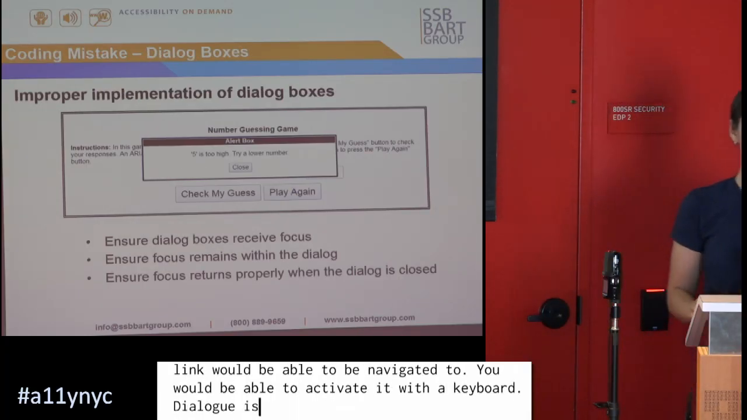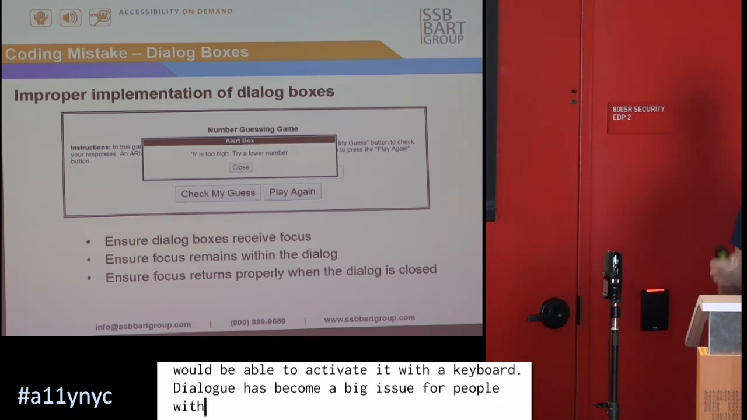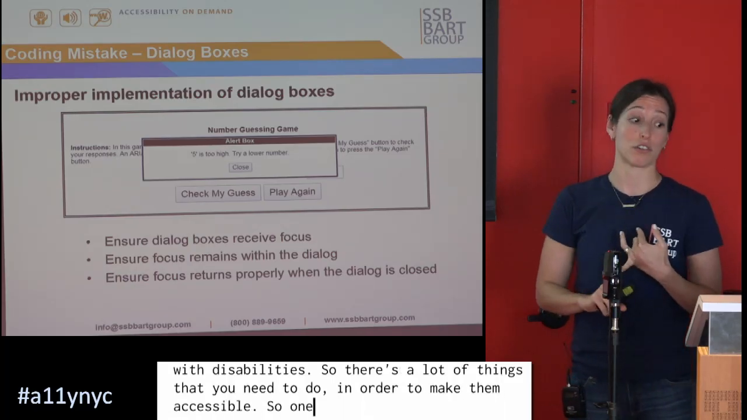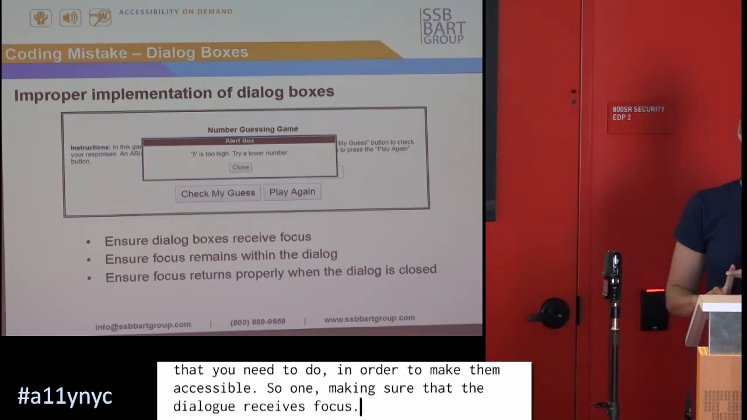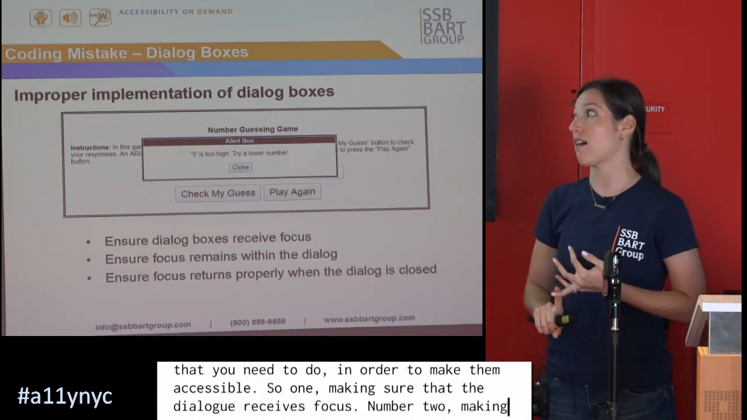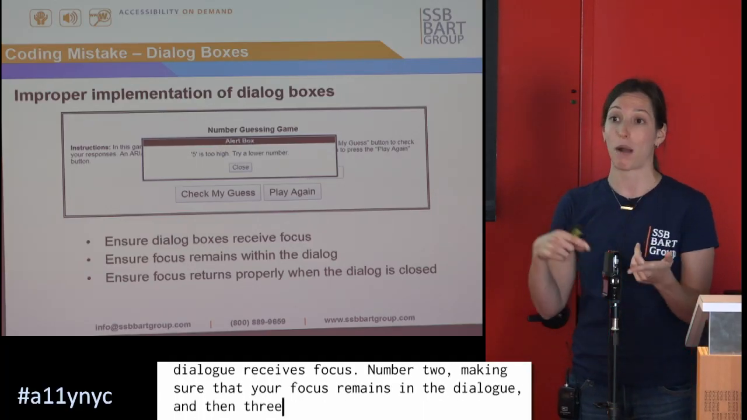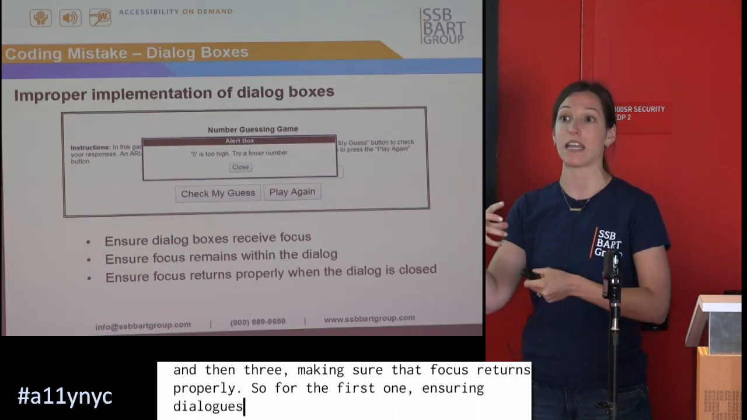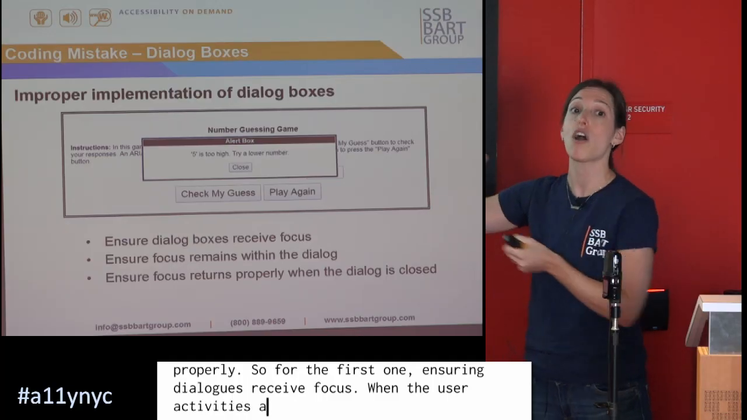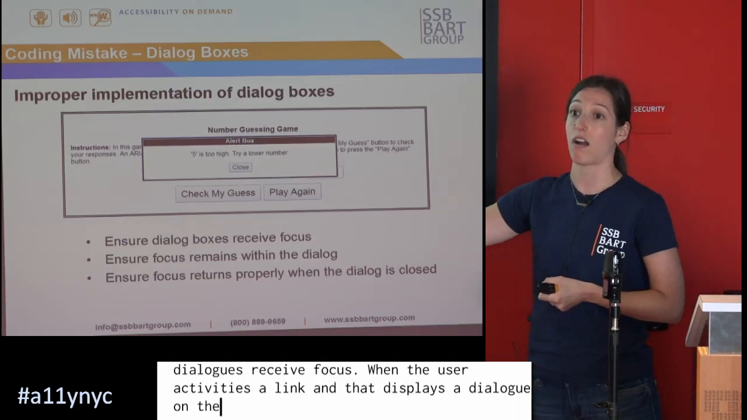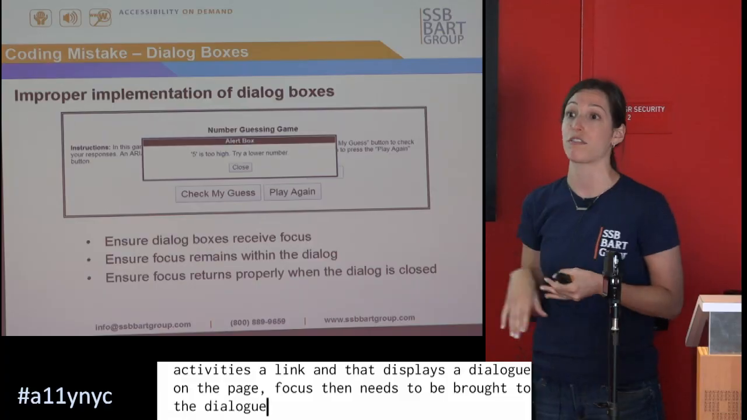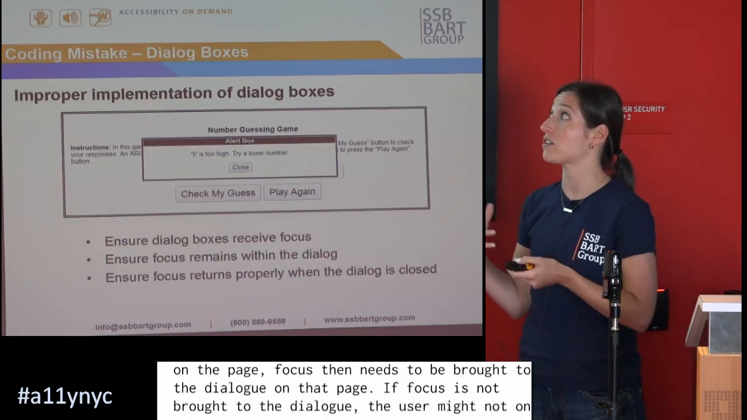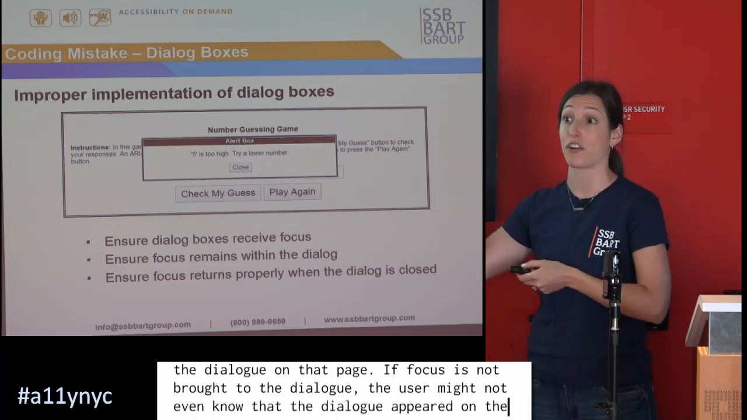Dialogue has become a big issue for people with disabilities, so there's a lot of things that you need to do in order to make them accessible. So one, making sure that the dialogue receives focus. Number two, making sure that your focus remains in the dialogue. And then three, making sure that focus returns properly. So for the first one, ensuring dialogues receive focus. When a user activates a link and that displays a dialogue on the page, focus then needs to be brought to that dialogue on the page. If focus is not brought to the dialogue, the user may not know that the dialogue has even appeared on the page, and they may try to navigate through that dialogue not knowing that they're in the dialogue.